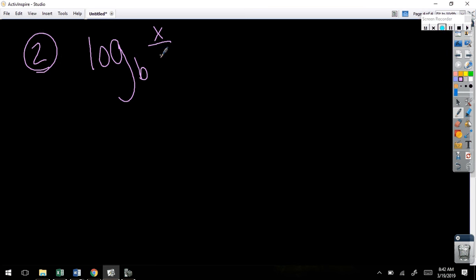All right, the next one. These have names too. That was the product property. This is the quotient property. You don't have to know the names of them. Let's say instead of multiplying, I was dividing. And no, you don't have to have the parentheses. I'm just putting them there to let you know that they both go with it.